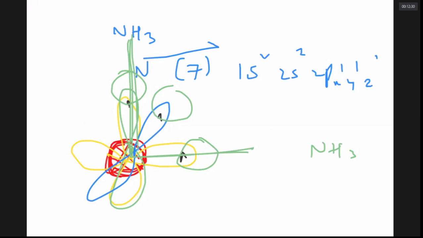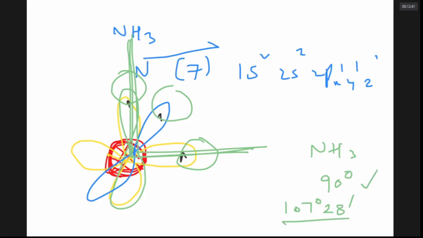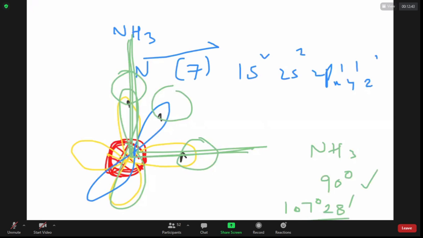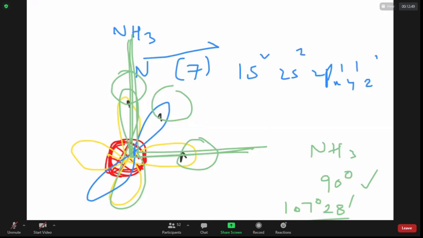This is the angle between p orbitals. It is supposed to be 90 degrees. But in ammonia, the bond angle is found to be 107 degrees 28 minutes. So the valence bond theory could not explain the bond angle in the ammonia molecule. Are we very clear about it, sir? Clear. Yes, sir. So the valency bond theory says that the axial overlap of orbitals gives sigma bonds.